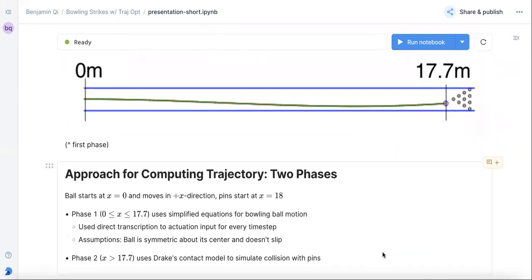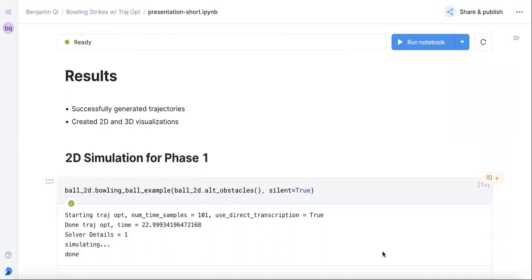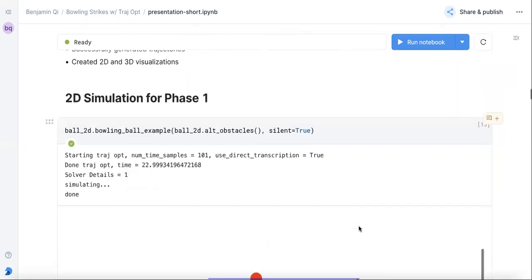My approach was to split the trajectory of the ball into 2 phases. In the first phase, I used simplified equations of motion and ran direct transcription to compute the actuation input for every time step. I made some assumptions, including that the ball is symmetric about its center and doesn't slip, to make this more tractable. In the second phase, I used Drake's contact model to simulate the ball colliding with the pins. I was able to successfully generate these trajectories and create 2D and 3D visualizations.